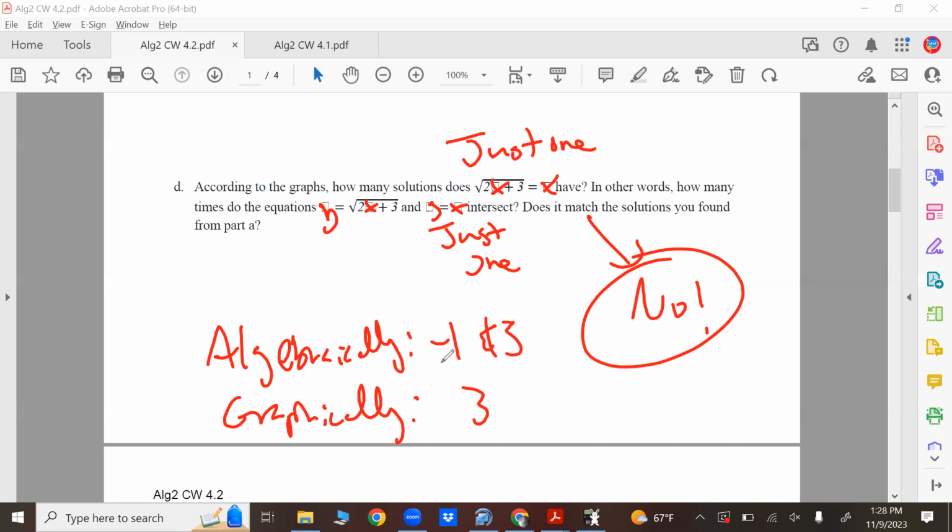This is huge. This is the whole essence. Just so you know, this is the whole essence of the fall semester. Not kidding, guys. It's about looking at things algebraically and graphically and how they're related. Clearly, there's an inconsistency here, right? So what gives? Is it -1 and 3 or is it 3? What is it going to be? We'll talk about it on the next page.